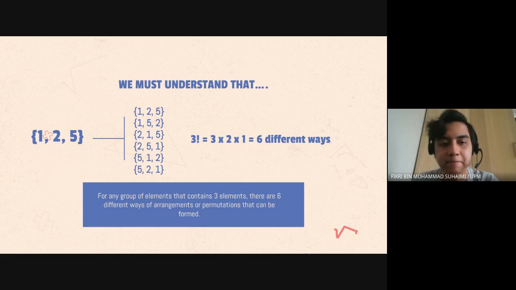First, we need to understand that for every group of elements that contains 3 elements, there are 6 different ways for arrangements or permutations that can be formed. For example, in the diagram, for a combination of 1, 2, 5, there are 6 different ways to arrange it: 1, 2, 5; 1, 5, 2; 2, 1, 5; 2, 5, 1; 5, 1, 2; and 5, 2, 1. Or more simply, we can use the factorial formula, which is r factorial. In this case, it's 3 factorial because we use 3 elements. So 3 times 2 times 1, we get 6 different arrangements. Then next slide.